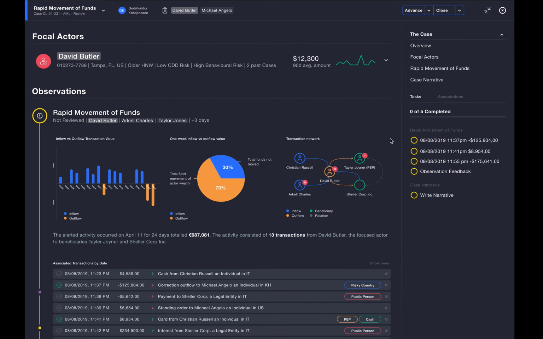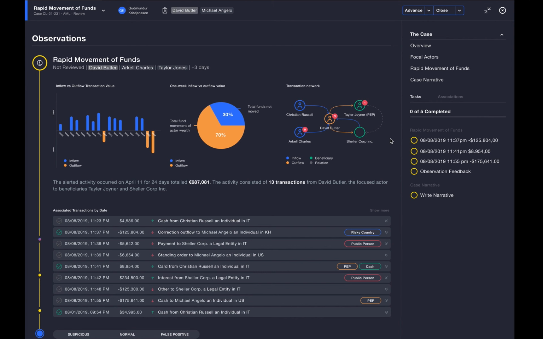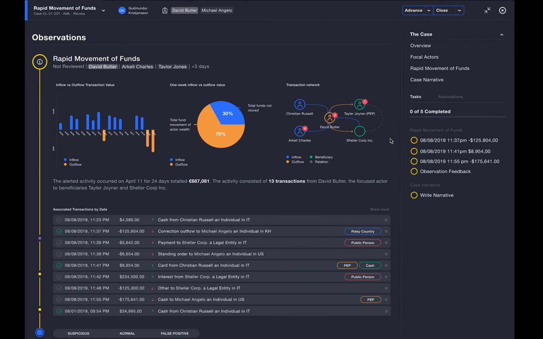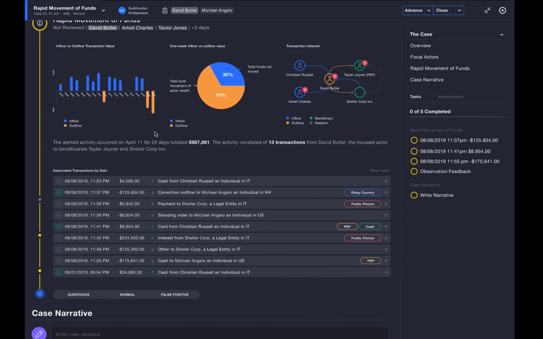Now looking at an observation, I can clearly see the benefits of Lucinity's behavioral approach, which explains in simple terms what suspicious activity was found. In this instance, it's rapid movement of funds. Given the behavior-specific visualizations, it's intuitive to understand that the actor indeed conducted this behavior. Looking at the underlying transactions and with the help of our LUX transaction annotations, I can quickly identify the focal points of interest.